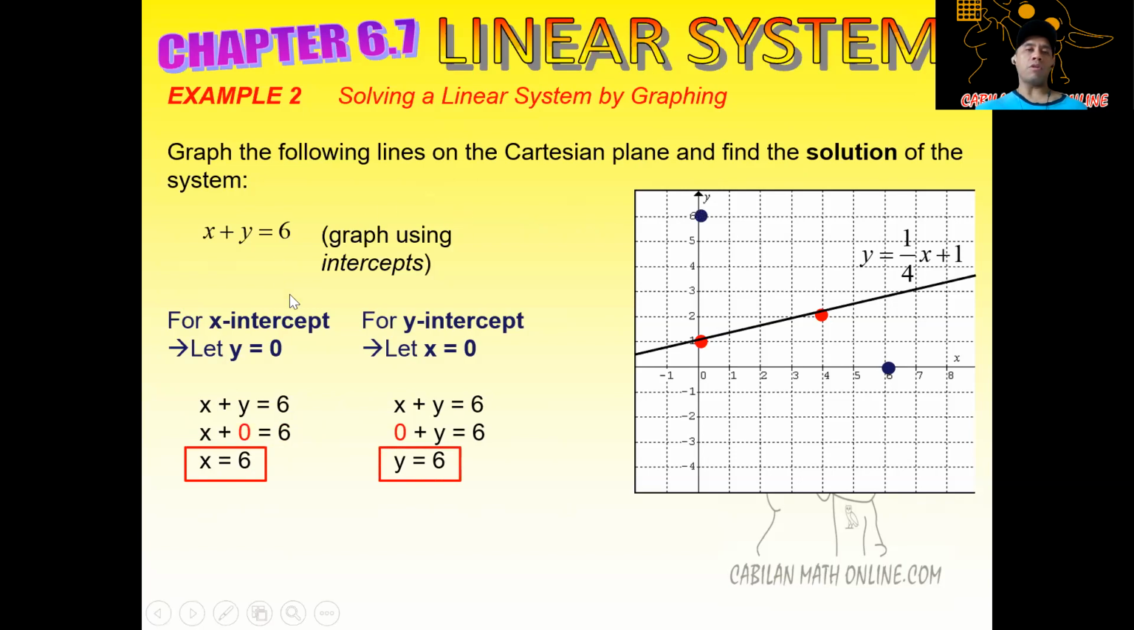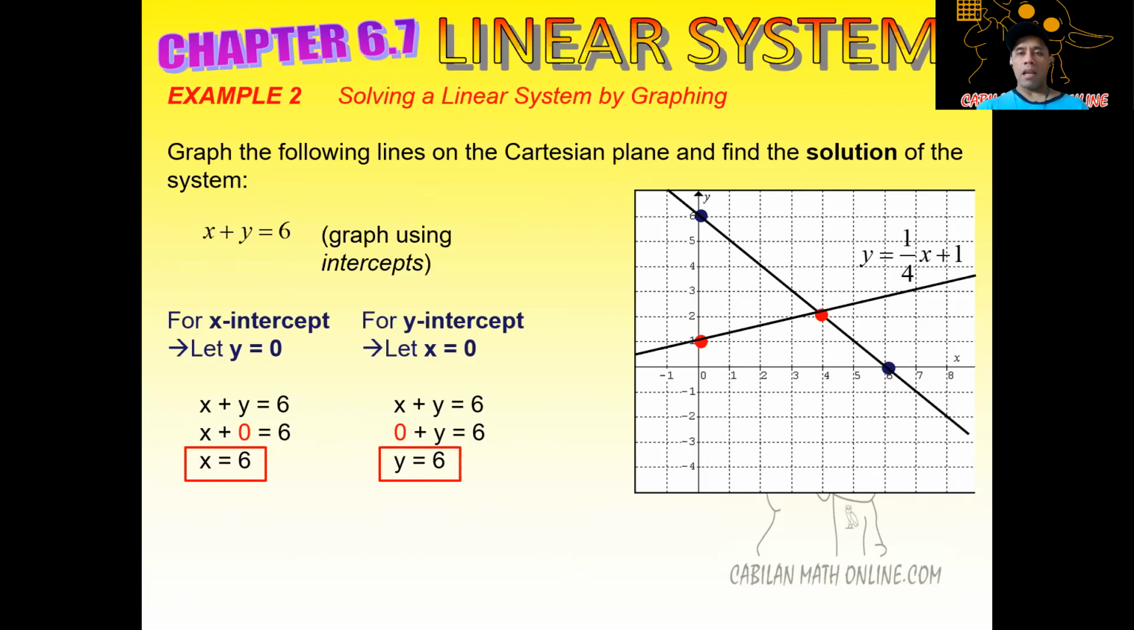Now when we connect these two blue dots with a straight line, you will notice that they meet at one point, and it happened to be one of the points that was already there. It's not always going to be the case, that's why you need to be very accurate when you're drawing the lines here.